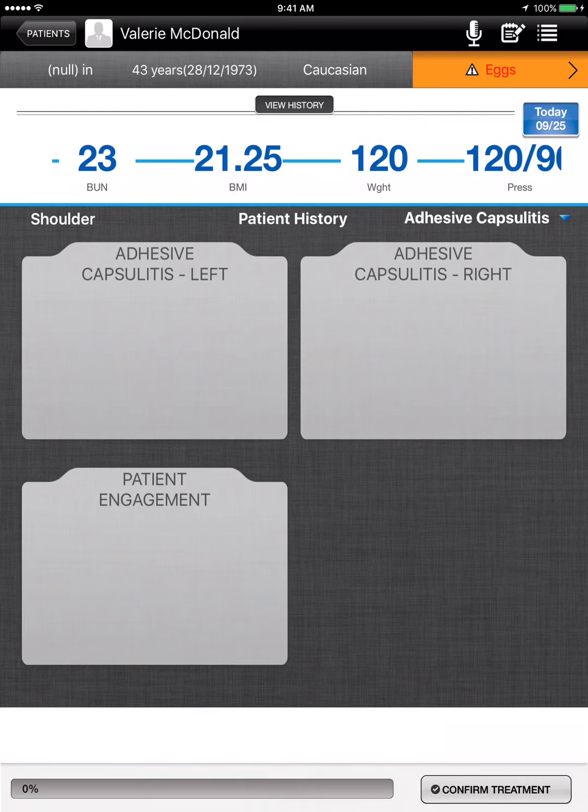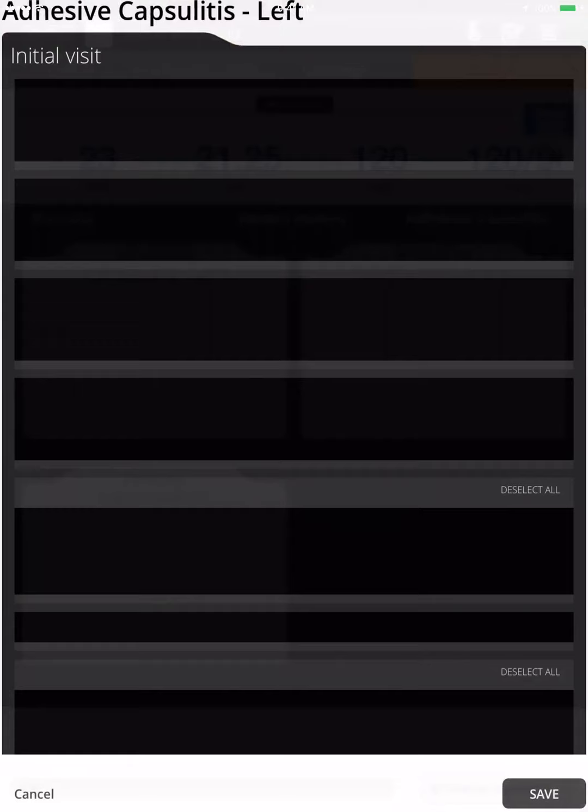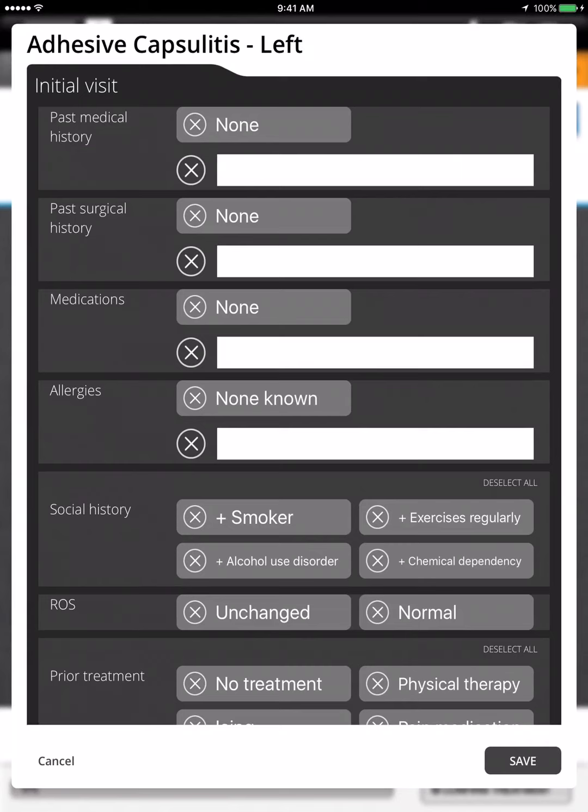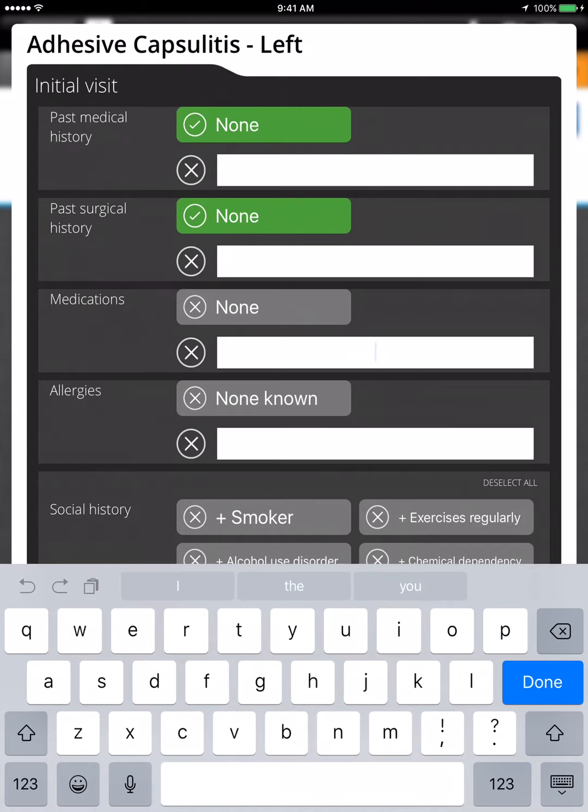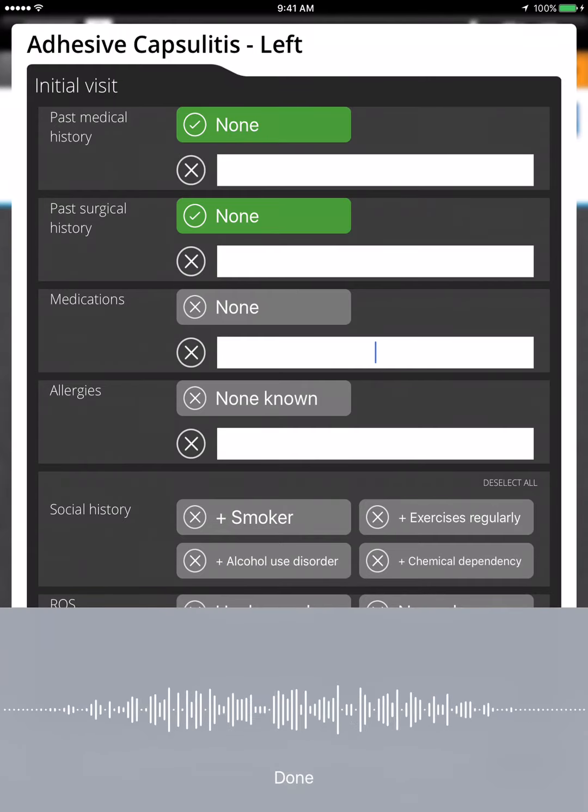Next, we will choose adhesive capsulitis of the left shoulder. We can very easily see that the patient's initial visit is recorded here as well. There was no significant past medical history, there was no previous surgical history, and currently the patient is taking medications for high blood pressure, and the physician can very quickly state what they are. Lisinopril, 20 milligrams.